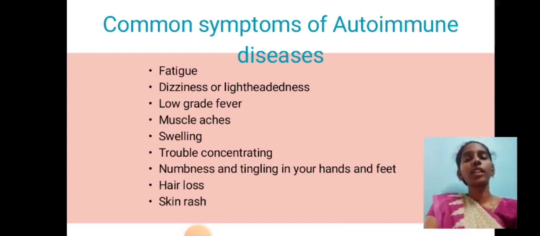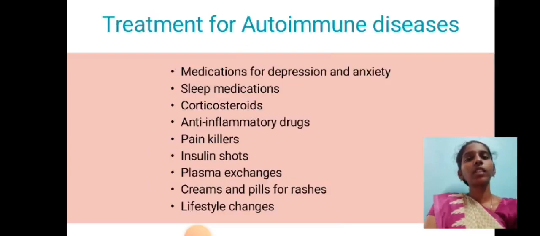So there are various symptoms. Some particular autoimmune diseases have their own unique symptoms, but these are the common symptoms. Next, treatment for autoimmune disease: medications, sleep medications, anti-inflammatory drugs, painkillers, insulin shots for type 1 diabetes, plasma exchanges, creams and pills for rashes and psoriasis, and lifestyle changes. So these are the treatments for autoimmune diseases.